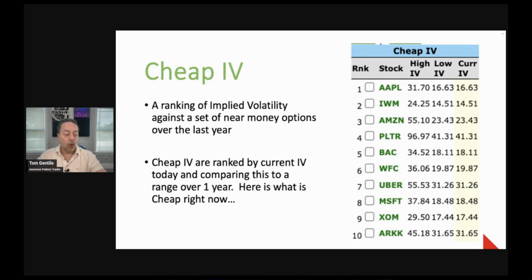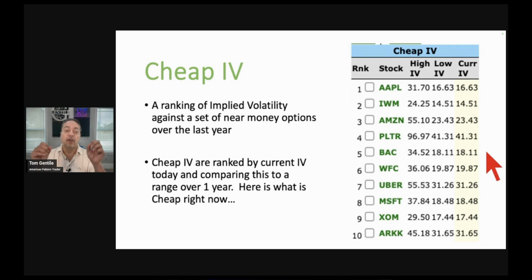So once again, when I look at these folks, what do these all have in common? They have cheap options right now, the cheapest time value that they've been in the last year. And I'm not talking cheap in price. I'm talking cheap based on their time value as a ranking of where it's been all year long.